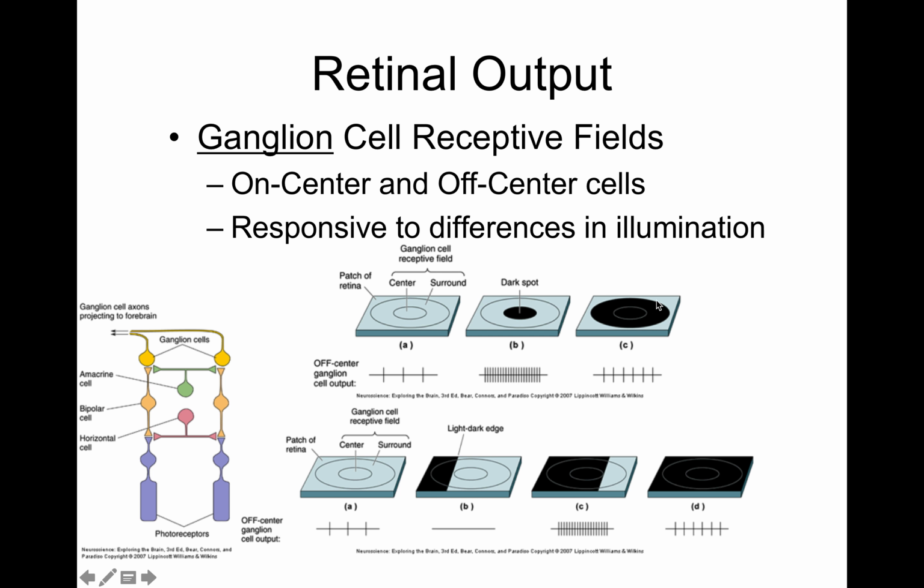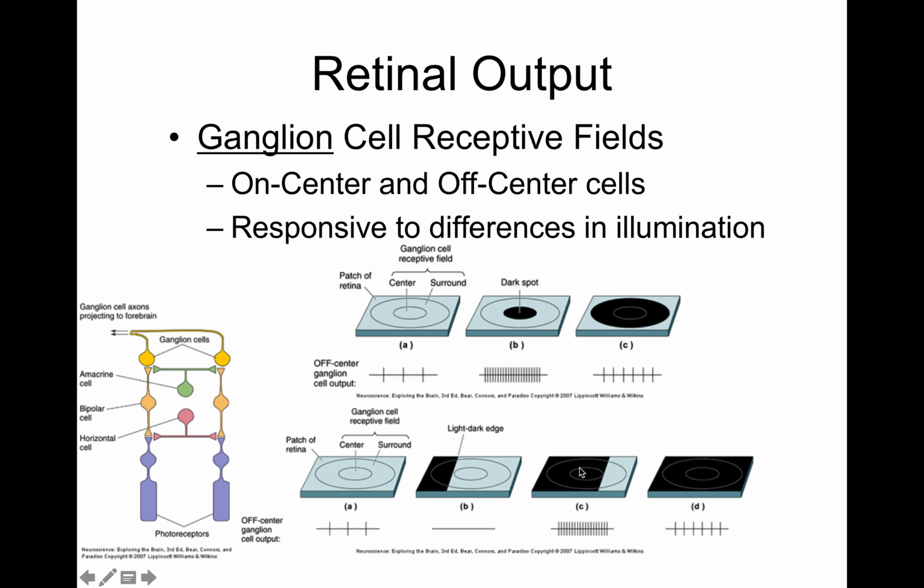If we think about not just having a dark spot here, but actually moving an edge of light, which is sometimes more realistic, you can see this kind of responsiveness that occurs. First, broad diffuse light here with some activity as the off center and on surround battle it out with each other. Here we have this dark edge, so the light is only shining on this center part. It's an off-center ganglion cell, so there's suppression of activity.